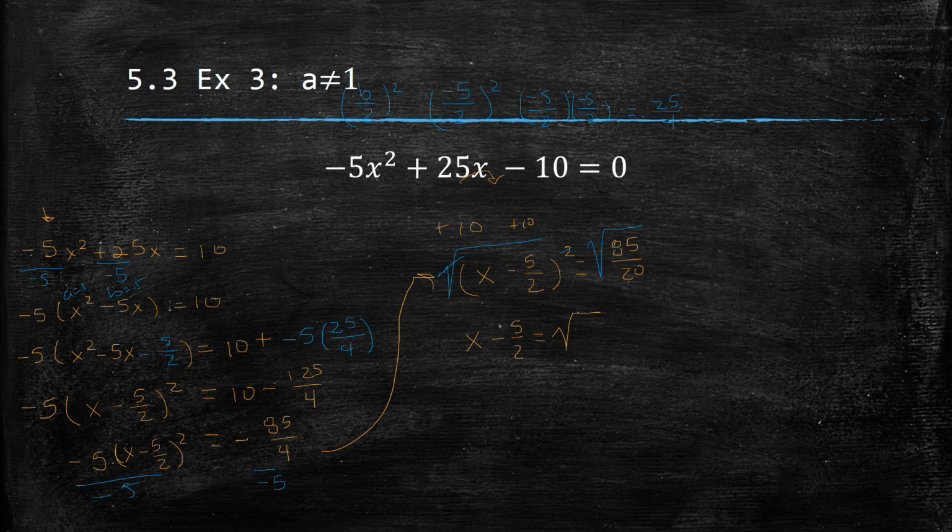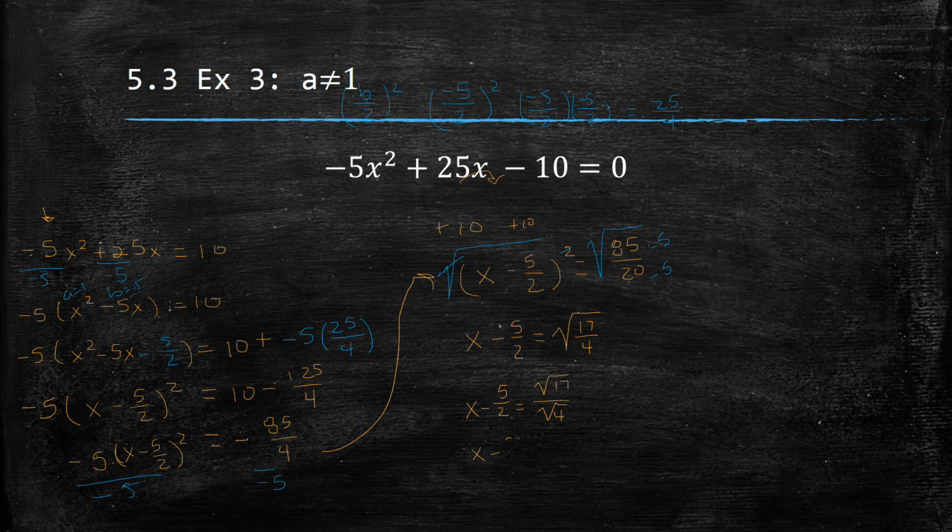And I'm going to simplify this 85 over 20. I'm going to divide both of them by 5. Okay, so I'm going to divide that by 5 and that by 5, which is going to give me 17 over 4. And here you can either simplify the square root first, or you can move the x over. I'm going to go ahead and simplify it now. Remember, we can separate this into the square root of 17 over the square root of 4, which is 2.